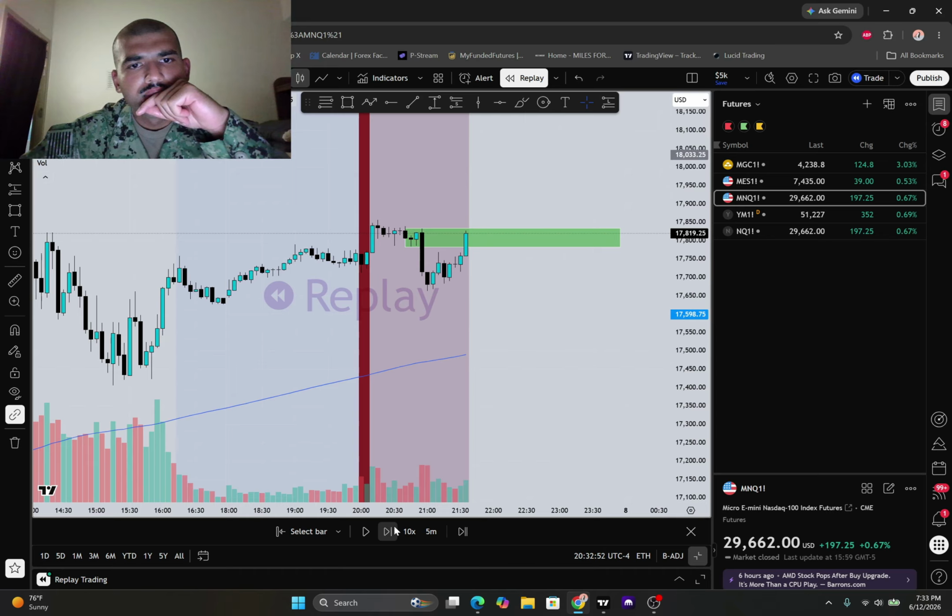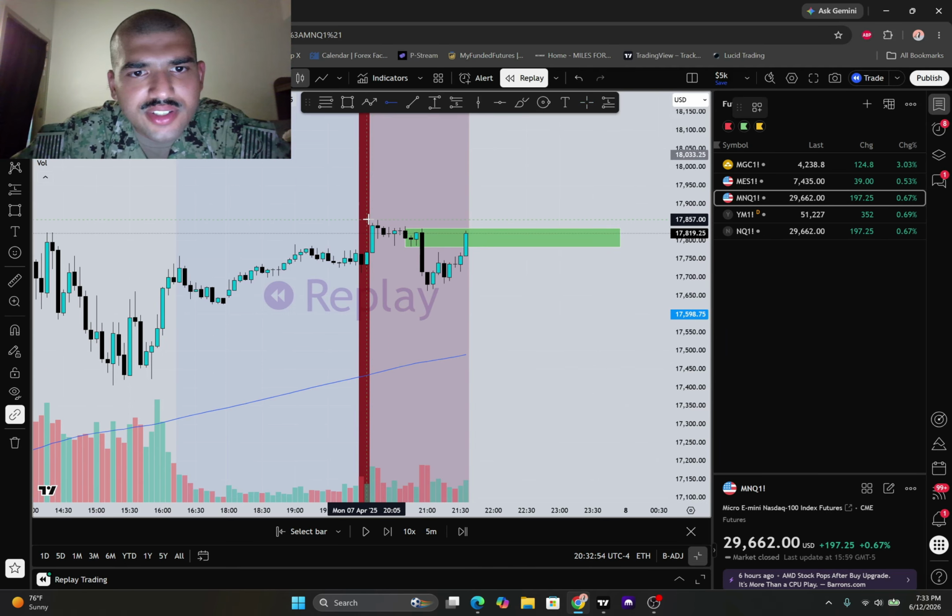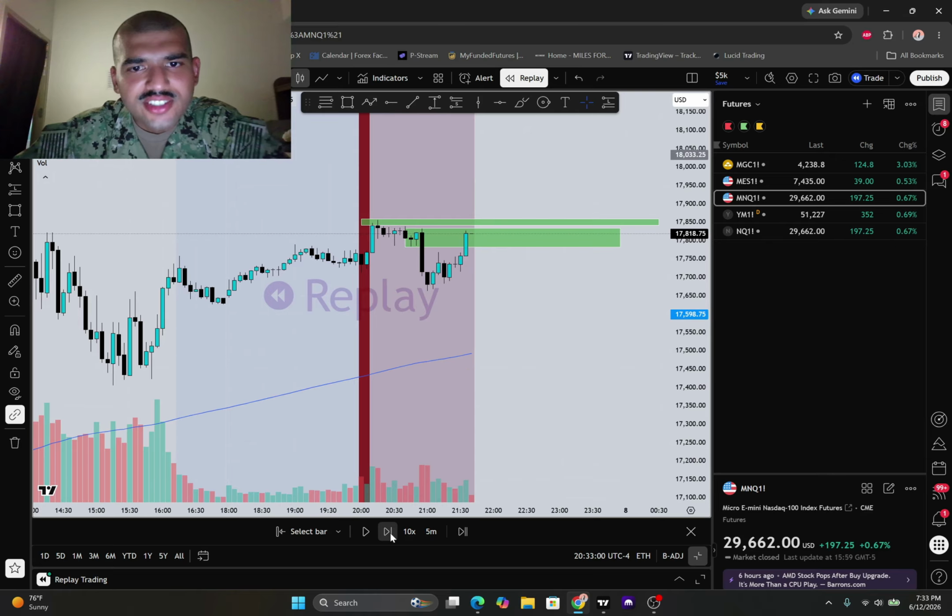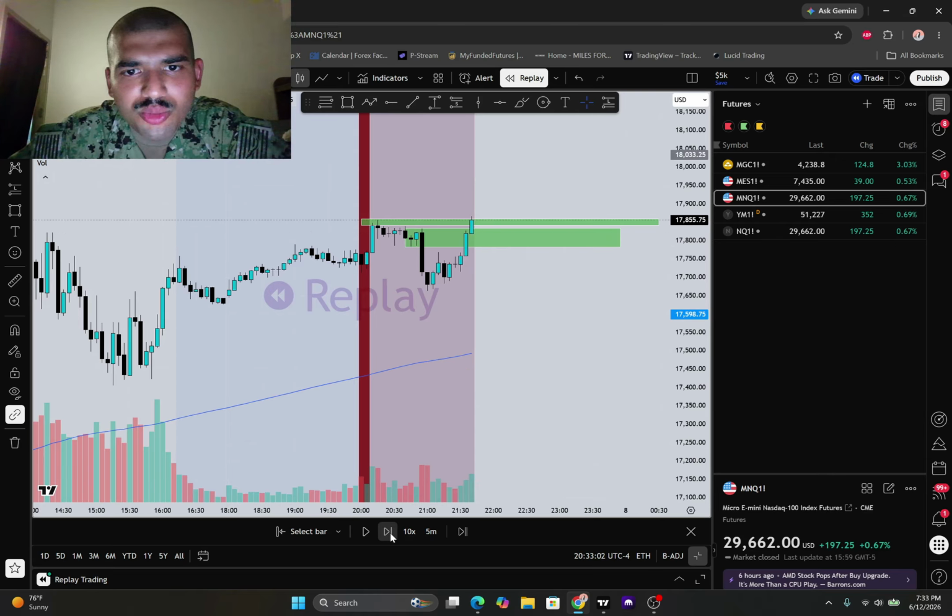Okay, let's see if it takes out this area right here. Let me mark it with this, because there are orders stuck up there. Let's see if it liquidity grabs that area. Let's see if it just grabs it. Okay, boom, it just grabbed it.